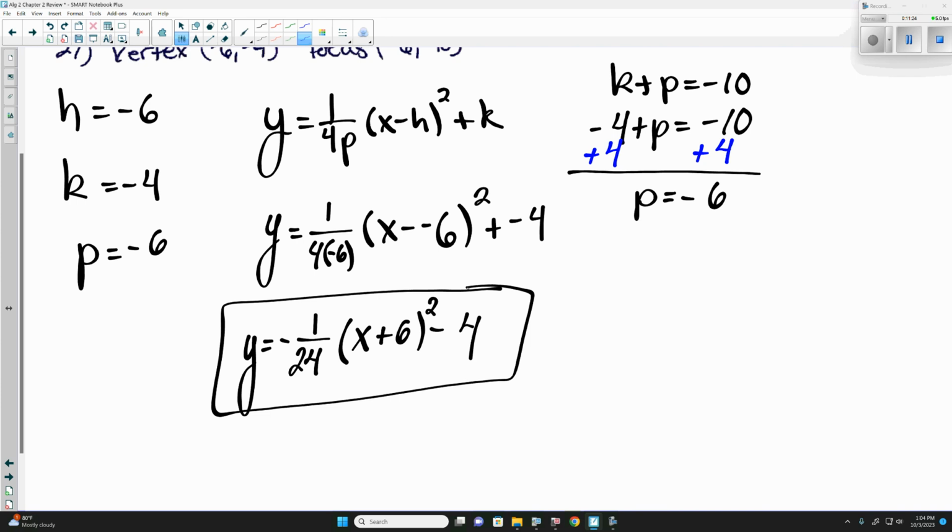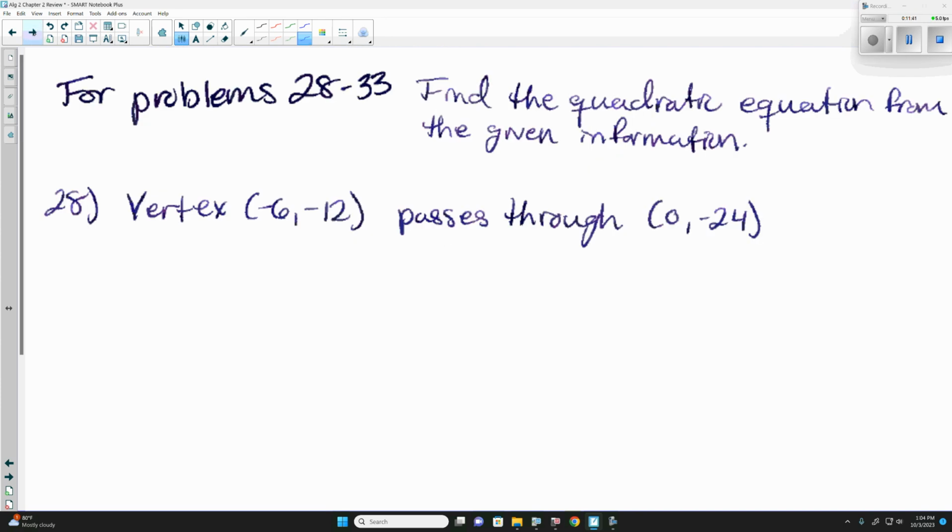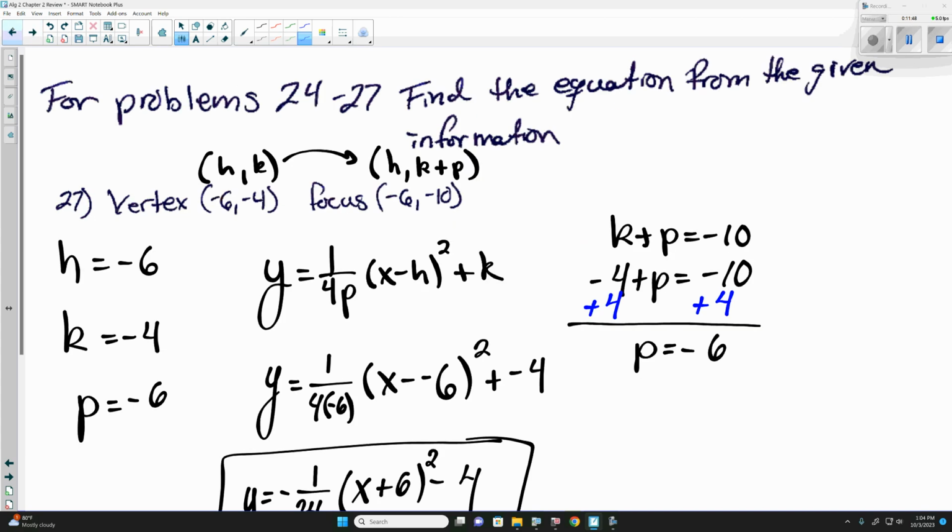Questions on this here? Questions on any of these here so far? Yeah, so now this is 2.32 technically, because the vertex is not 0, 0. 2.31 was when the vertex was 0, 0.